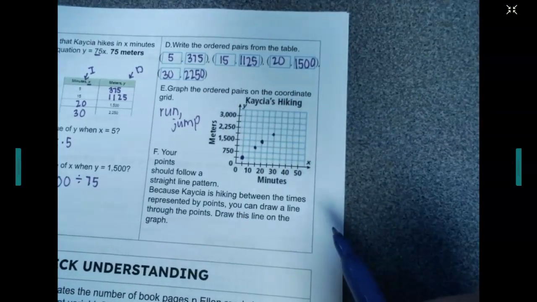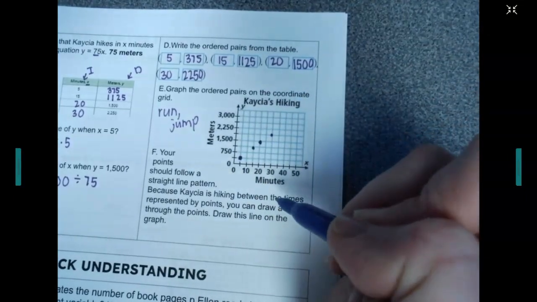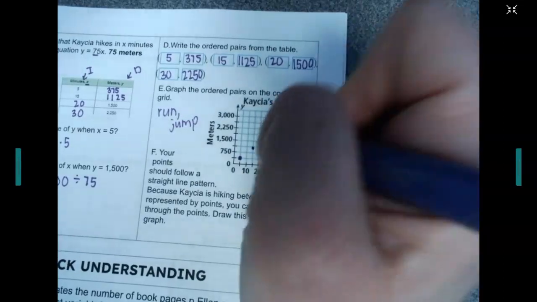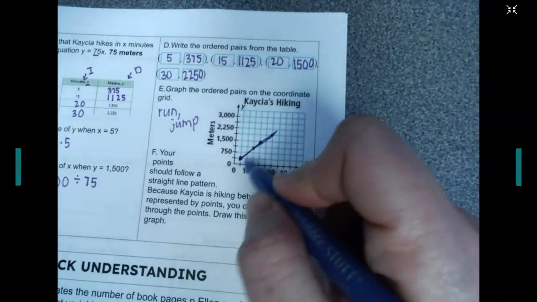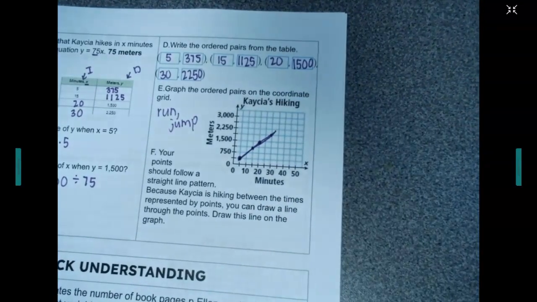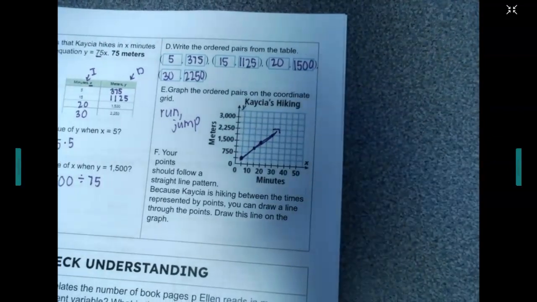Your points should follow a straight line pattern. Because Casey is hiking between the times represented by points, you can draw a line through the points. So if I draw my line, if you draw a little bit better than me, you can see it's in a straight line. It may be diagonal, but it is still a straight line.